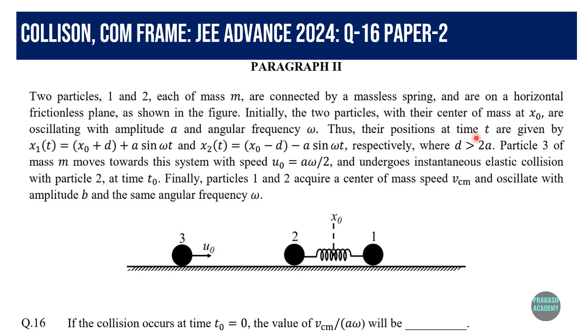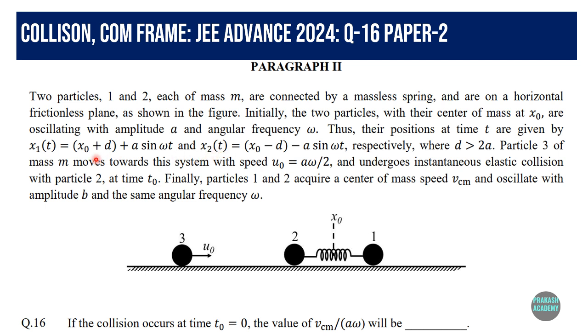Thus their positions at time t are given by x1(t), which equals x naught plus d plus a sin omega t, and x2(t), which equals x naught minus d minus a sin omega t, respectively, and it is also given that d is greater than 2a. So now I know the position of particle 1 at any point of time, that is x1(t), and the position of particle 2 at any point of time, that is x2(t).